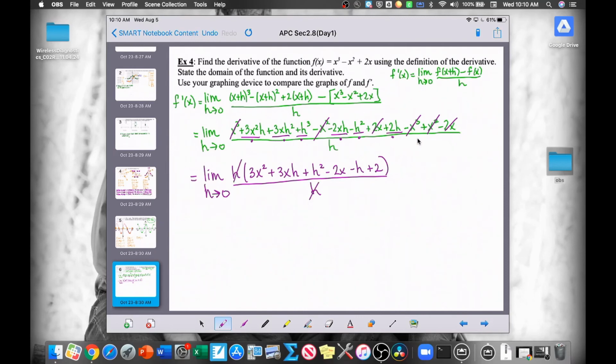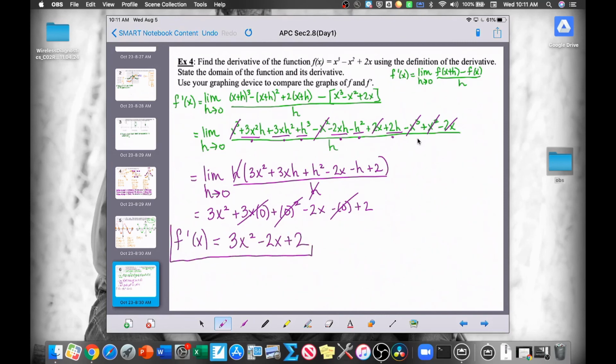So now I can cancel out these h's and I can evaluate the limit when h is 0. So I have 3x squared plus 3x times 0 plus 0 squared minus 2x minus 0 plus 2. So these terms with zeros in them are all going to cancel, and I end up with my derivative function being equal to 3x squared minus 2x plus 2. So there is the equation for my derivative.